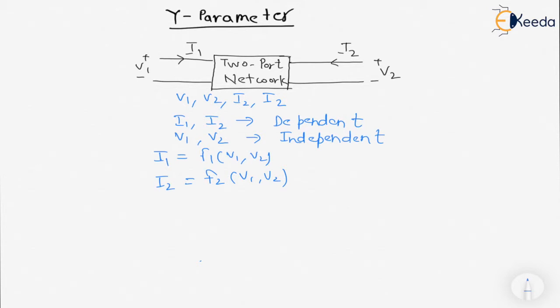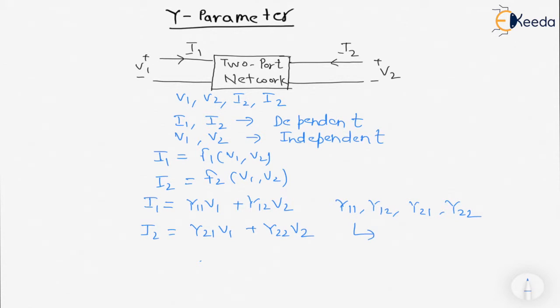So replacing with constants, I1 can be written as y11 V1 plus y12 V2 and I2 can be written as y21 V1 plus y22 V2. So y11, y12, y21, y22 are proportionality constants.